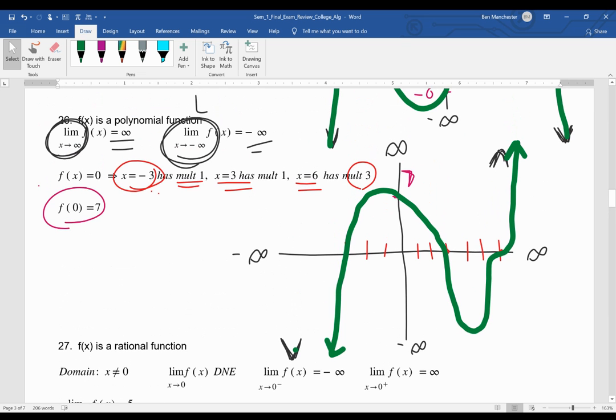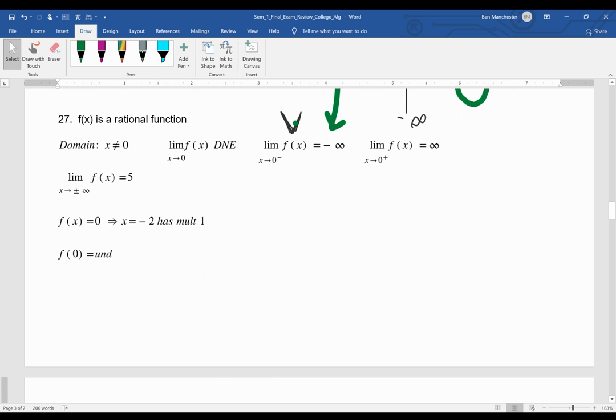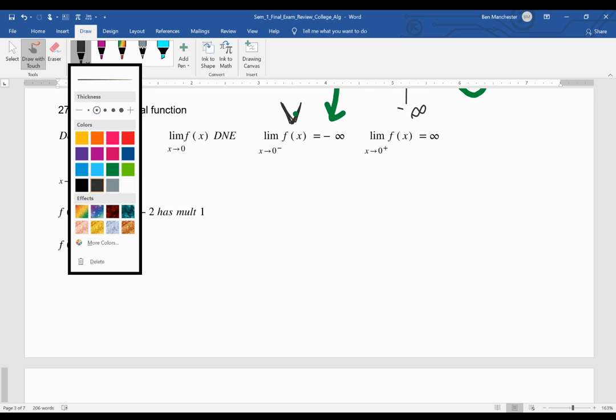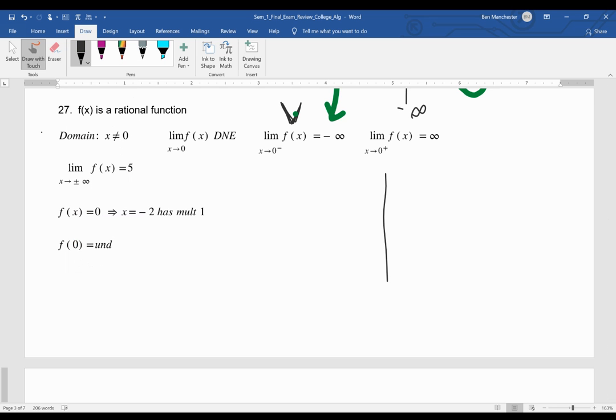Okay, so there's the final graph of that one, as ugly as it might be. But the points are right. So let's talk about your rational ones, because these ones are a little bit more involved. They have more to think about and to do.